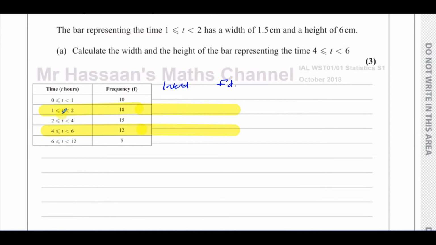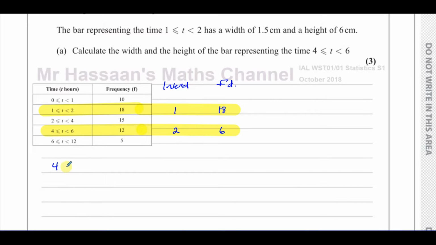So this is what we know about the 1 to 2. We know that the interval here is 1, and the frequency density here is 18 divided by 1, which is 18. Here the frequency density is the same as the frequency because it's the frequency divided by the interval. For 4 to 6, the interval is 2, and the frequency density is 12 divided by 2, which is 6.